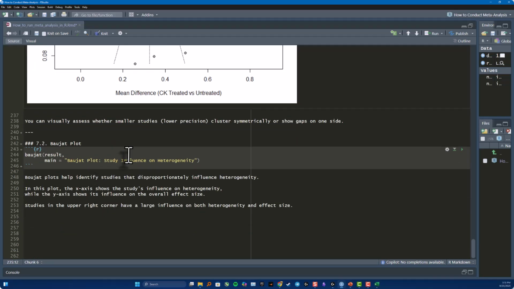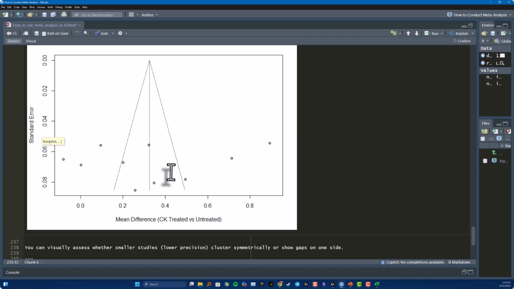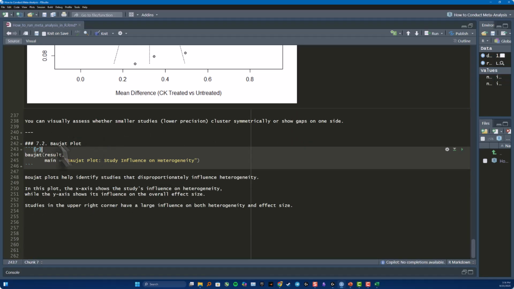Another one you can look at is called a plot. And what this plot shows is what studies influence the heterogeneity. So here we see all of the standard errors, which is the standard deviation divided by the square root of the number of observations. All of these have a pretty similar standard error. And so this isn't a good way to look at what study is influencing what. And in fact, we don't even have labels on these studies. So we have no way to know what study is contributing what on this plot. So that's what the Baujat plot does.